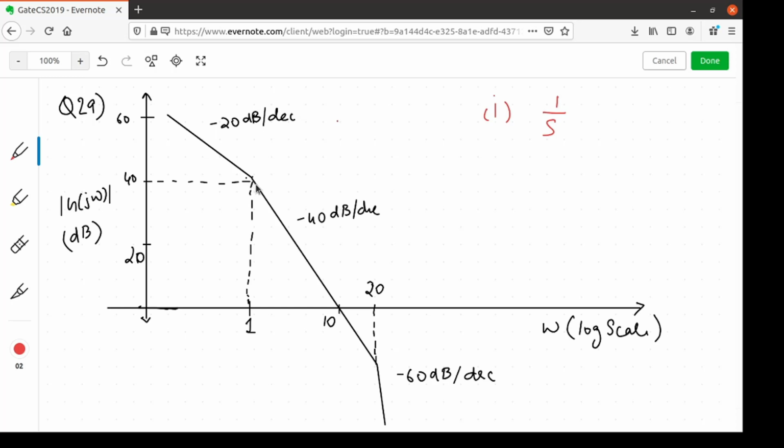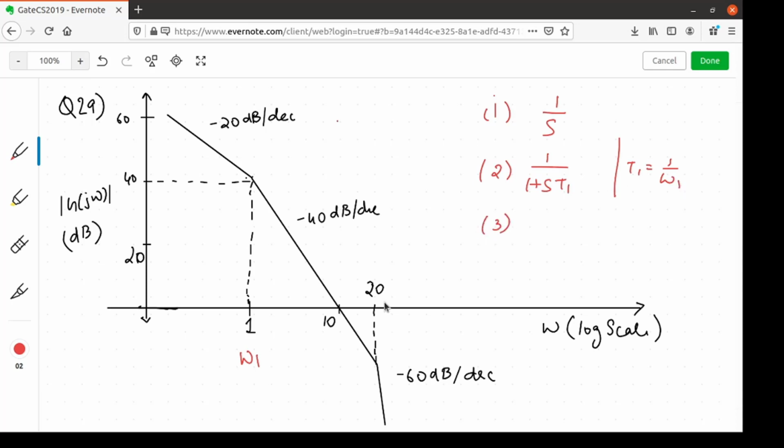Next, the slope further decreases by minus 20 dB per decade and becomes minus 40 dB per decade after a frequency of 1. So we'll take it as omega 1. So this is the first corner frequency, which implies there is a second pole, 1 by 1 plus s t1, where t1 equals 1 by omega 1.